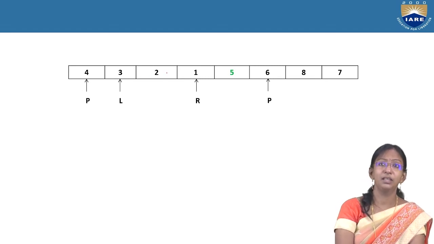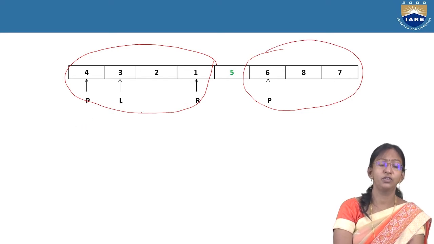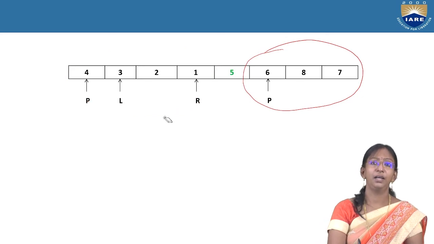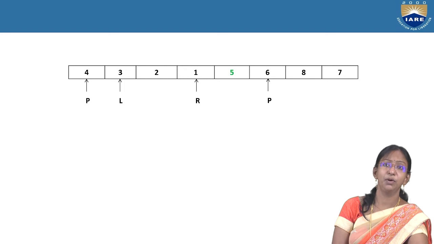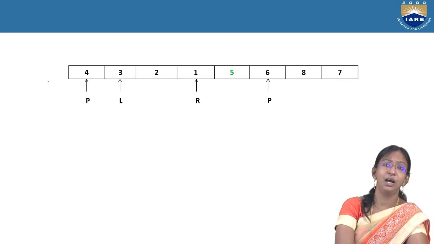Now you can see that this whole list is divided into two halves. As 5 has come to its right position, I'm not going to touch it. So this is the left sublist and the other is the right sublist. Within the left and the right, we are going to conduct the same process by fixing the pivot, left and right positions. Have a look at this one.